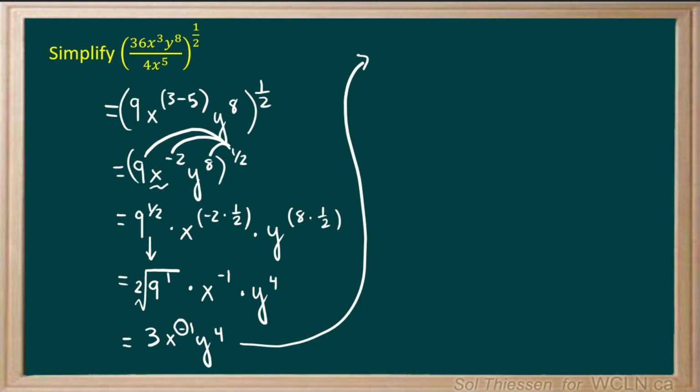The negative in the exponent on the x variable means that we'll have to take the reciprocal of our x variable, so 1 over x, which basically means that the x variable will end up in the denominator of our final expression. So we'll have 3y to the power 4 over x to the power of +1, or in other words, just x. So this is the final answer for this problem.